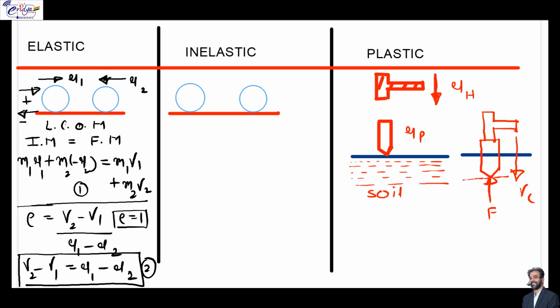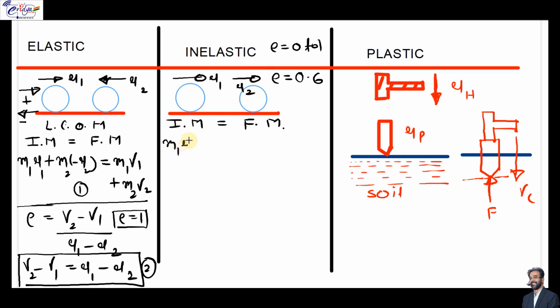If suppose the collision is inelastic, it means e is between 0 and 1. Let us say this is 0.6. In that case, same story: initial momentum becomes equal to final momentum. So m1, let us say in this example, u1 is moving in this direction, u2 is also moving in this direction, same direction.